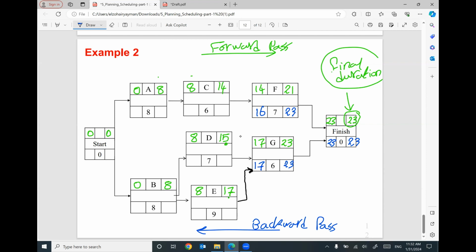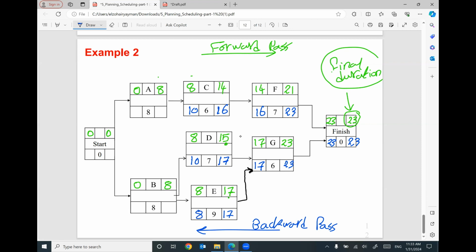For activity C, the 16 will be the same here, 16. 16 minus 6 will be 10. For activity D, 17 will be the late finish, 17 here, minus 7 will be 10. For activity E, 17 will be the same here, 17, minus 9 will be 8.